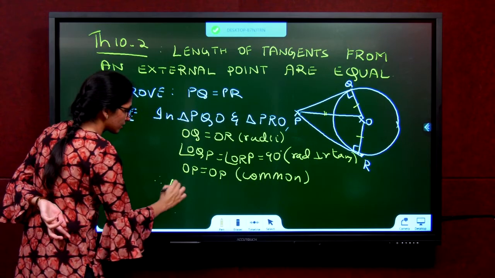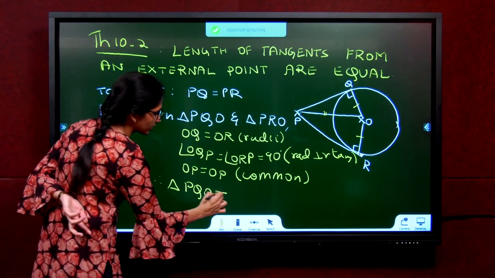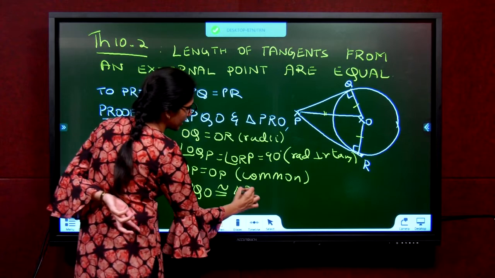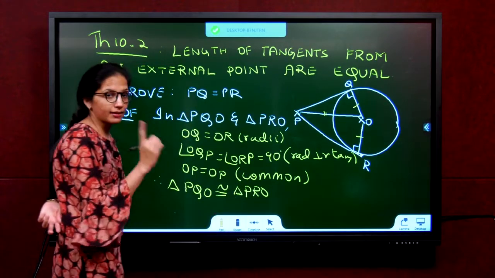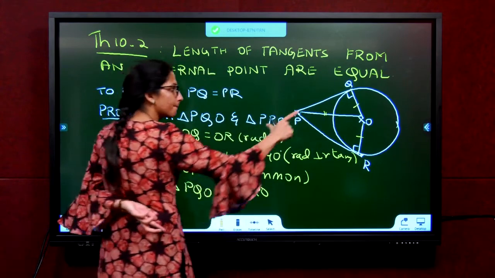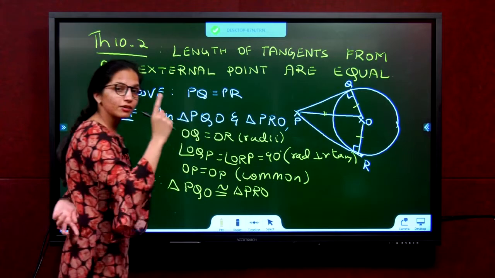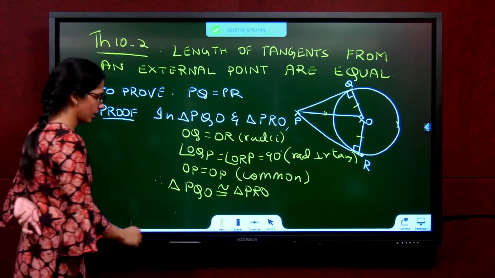Therefore, triangle PQO is congruent to triangle PRO. Your naming matters a lot. You cannot write PQO is congruent to POR. PQO congruent to PRO. Which side is equal to which side? That you have to follow.